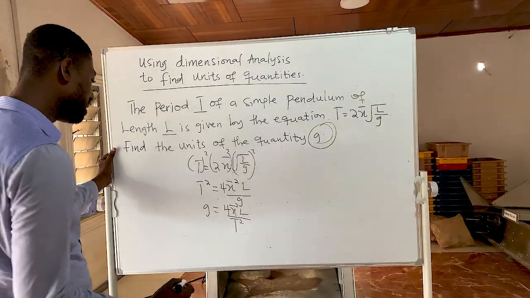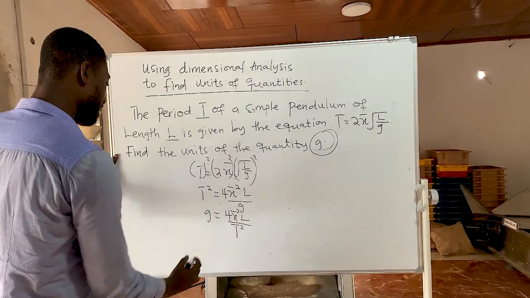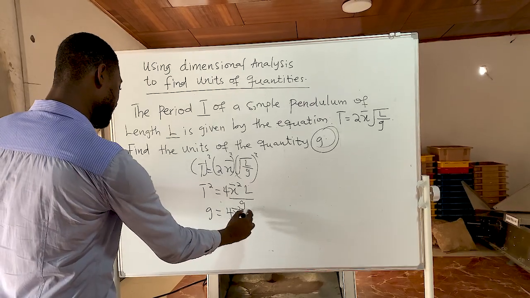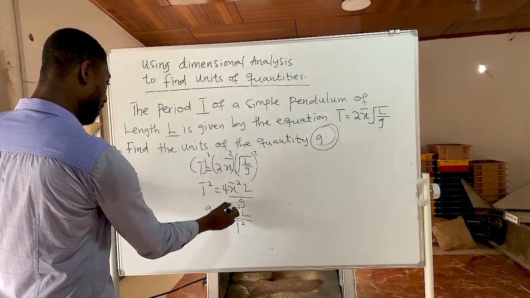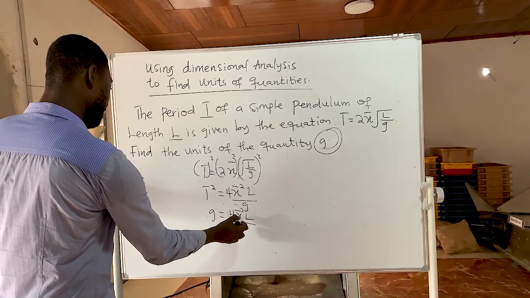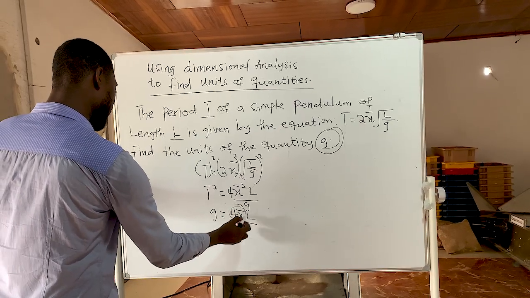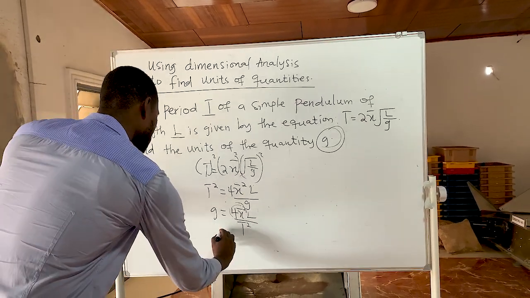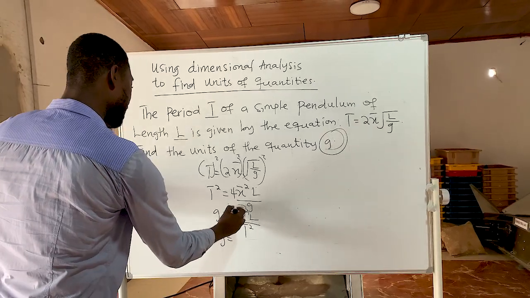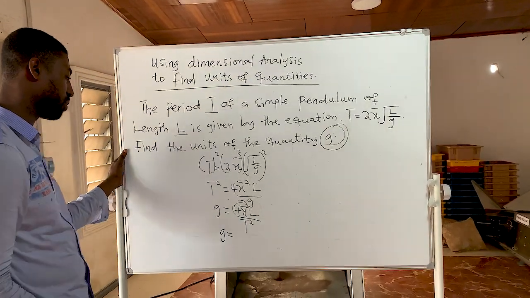Now, to find the unit, we've been given the dimension. The unit of L is in meters. Remember, 4 pi squared is just a figure and is dimensionless. So here, the 4 pi squared has no dimension. So in finding the unit, we will eliminate the 4 pi squared.